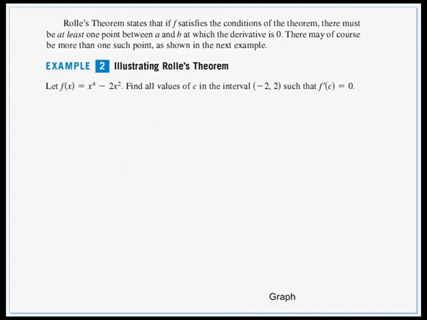Rolle's theorem states that if function f satisfies the conditions, then there must be at least one point between a and b with a derivative equal to 0. There may, of course, be more than one such point.